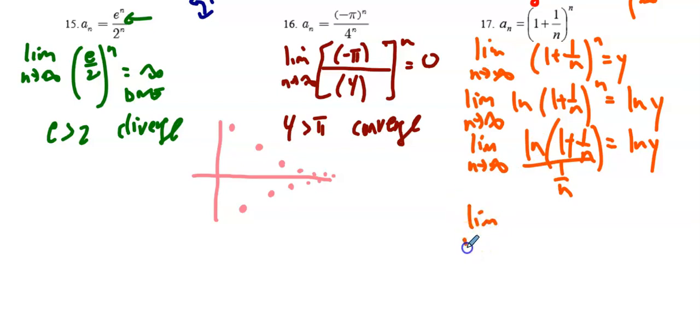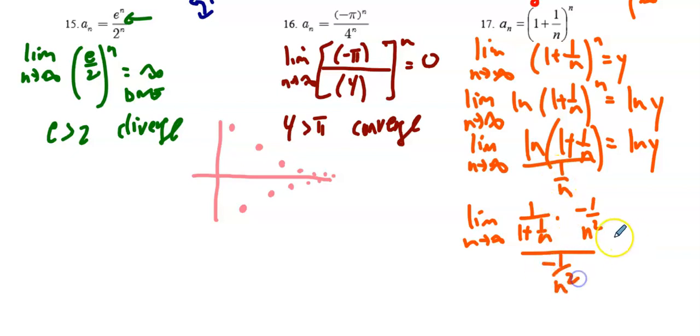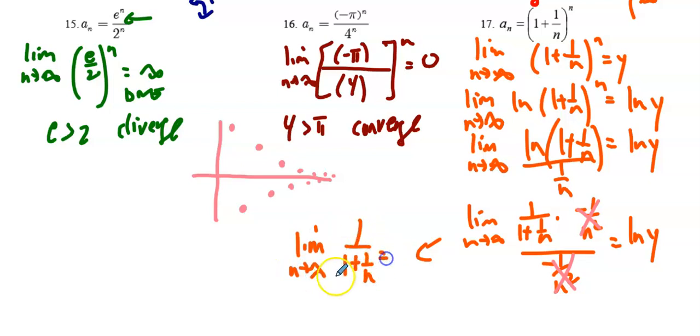So then we're going to continue with this one, and we're going to do the derivative of both top and bottom. So the derivative of the top would be 1 over 1 plus 1 over n times the derivative of this, which would be negative 1 over n squared. And then the derivative of 1 over n is also negative 1 over n squared. And so what awesome thing happens here is that this cancels with this. And so I am left with the limit as n approaches infinity of 1 over 1 plus 1 over n. If I plug in infinity now, I get 1 over 1 plus 0, which is 1. So the limit is 1.